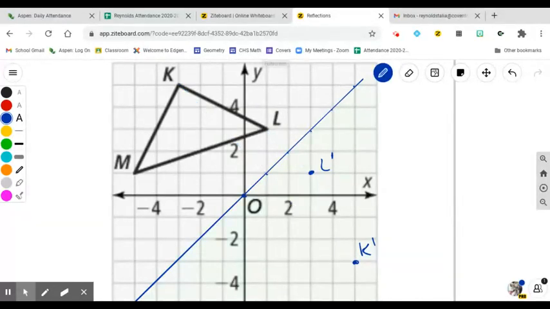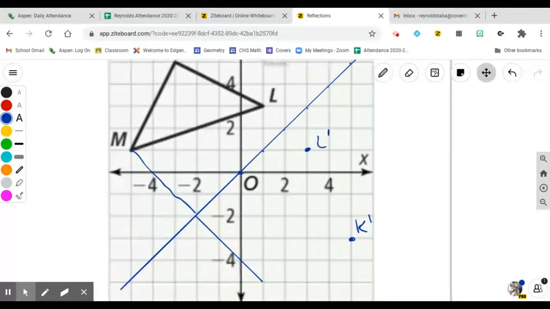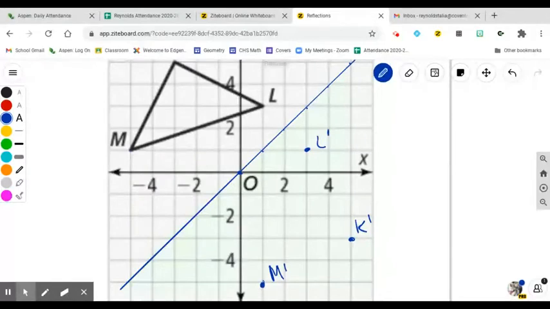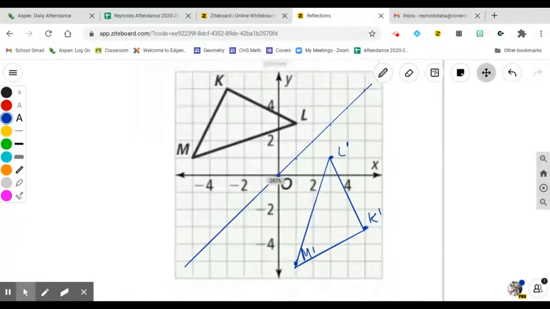Okay. Next is M. So M is 1, 2, 3 diagonal boxes. So we're going to go 1, 2, 3. Move this up a little bit. So right here is where M prime would be. Again, I'm just going to erase those lines so it's not too confusing. And then lastly, we can connect our points. Normally I would have you definitely use a ruler, but since some of you are at home, just do your best to make straight lines. So that's what it would look like when reflecting over y equals x.